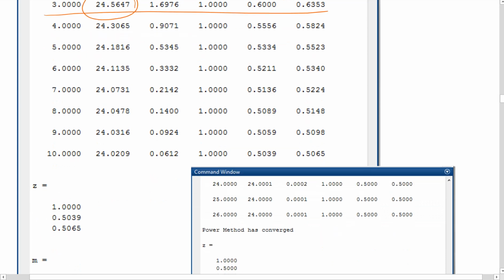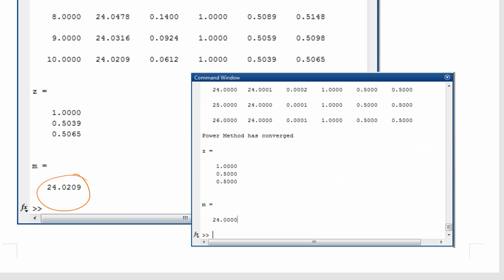You can see here after 10 steps, our estimated eigenvalue is 24.0209, and we know our true value for the eigenvalue is 24. It's pretty close. And actually, if we increase the number of steps, you can see the power method converges, and the eigenvalue we get is 24.0000. So it's super close, right? It converged within an error of 10 to the minus 4 or 5.